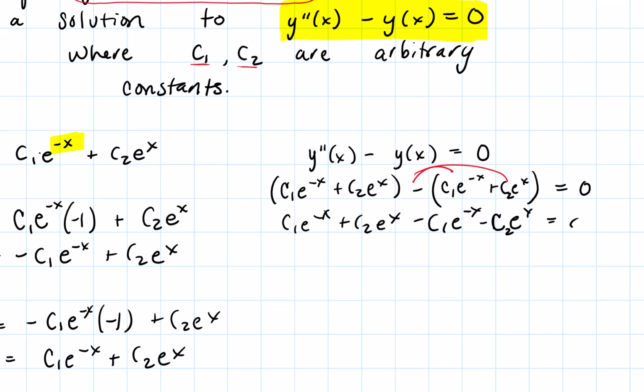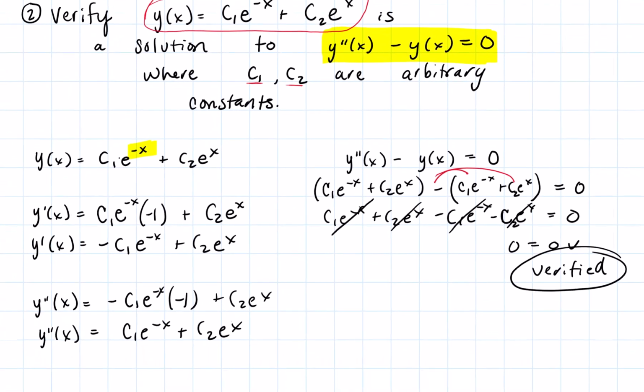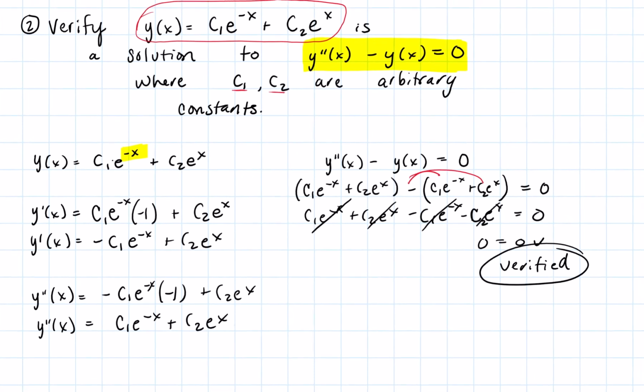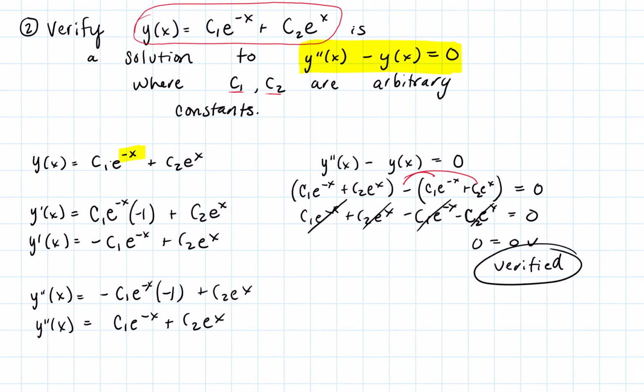c2 e to the x equals 0. And you can see those are going to cancel and those are going to cancel. And 0 does in fact equal 0. So we have verified that it is a solution. We have verified it's a solution by taking the derivatives and plugging them in. We only needed the second derivative. By plugging the second derivative and the function into the differential equation, we were able to verify that this is, in fact, a solution to that differential equation.